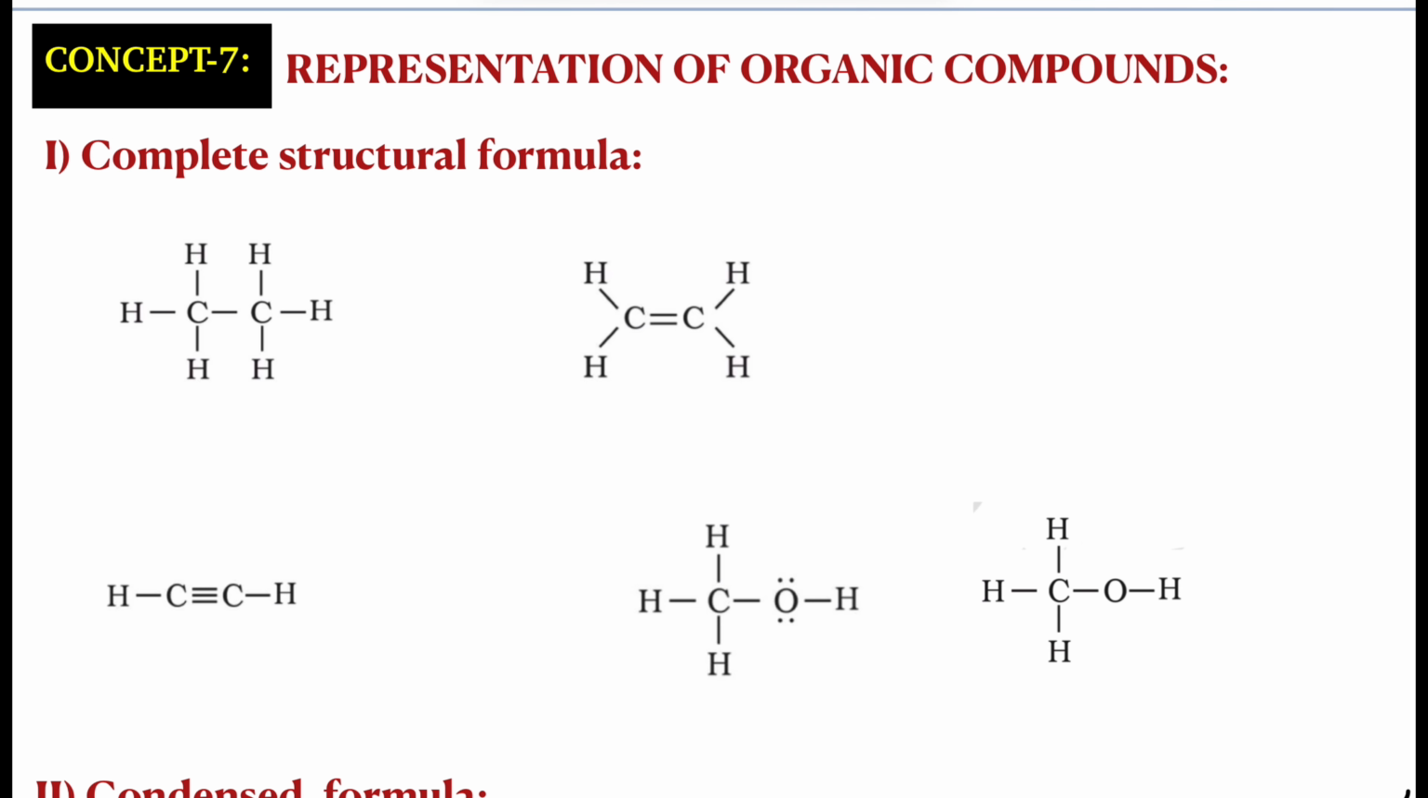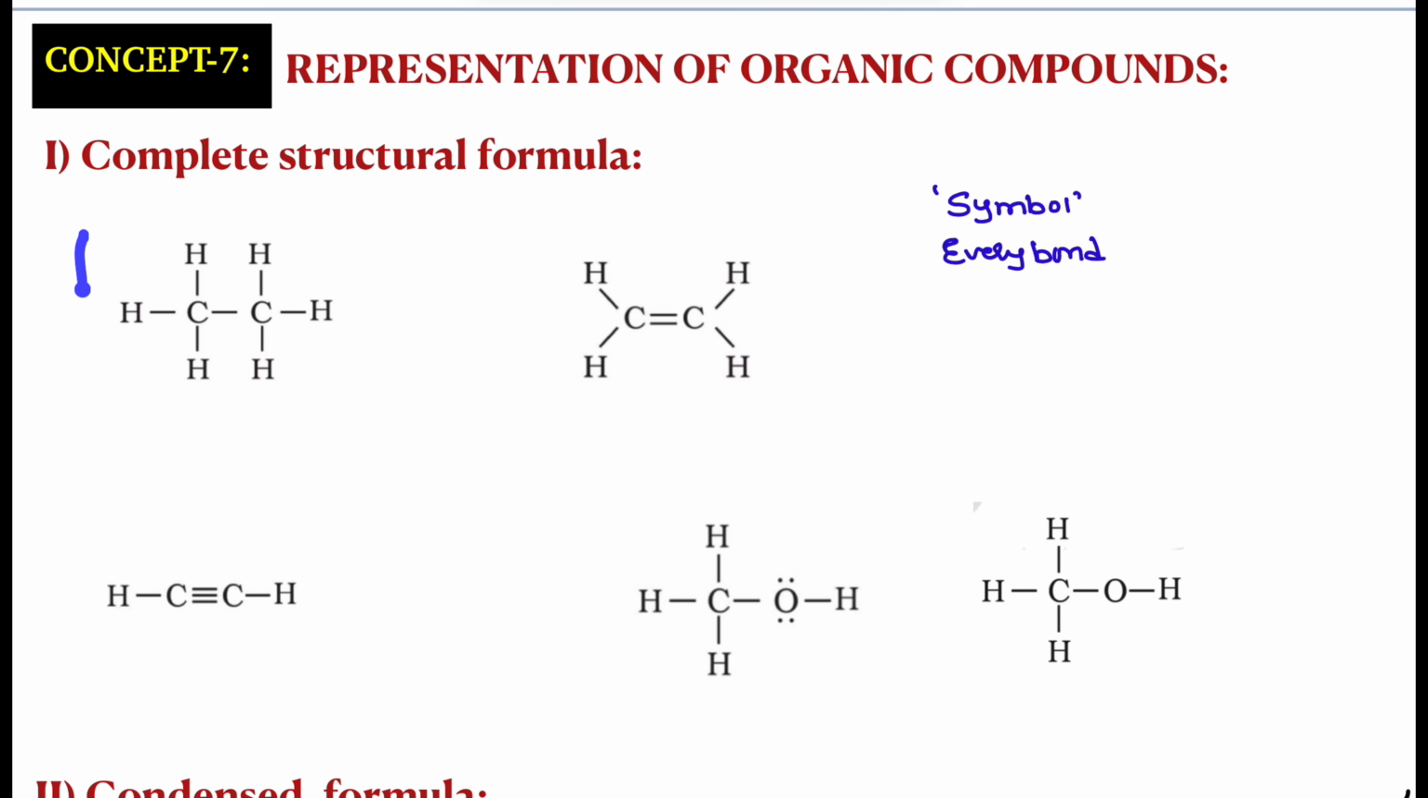In this complete structural formula, we write the symbol of every element, and also we indicate every bond, whether it is a single bond, double bond, triple bond, whether it is a CH bond, CO bond, NH bond, whatever it may be. If these two are followed, then it is called complete structural formula.